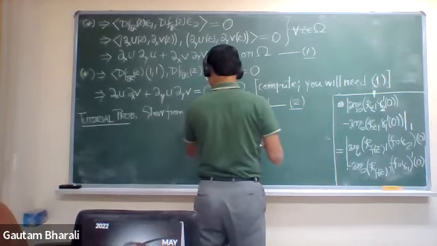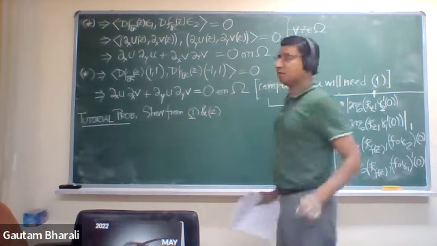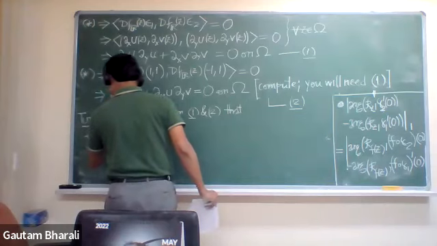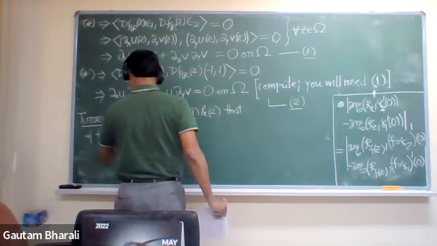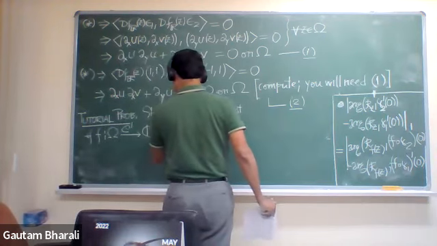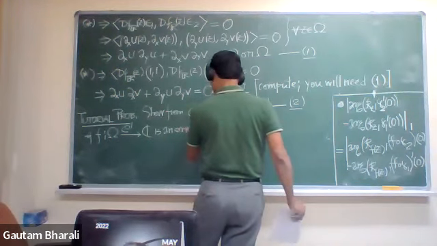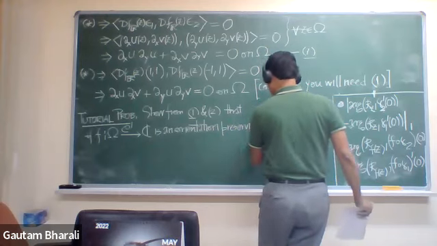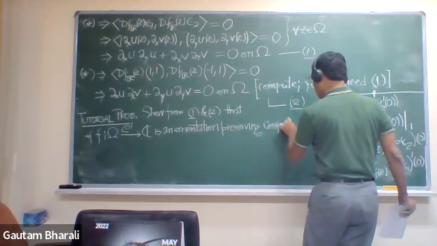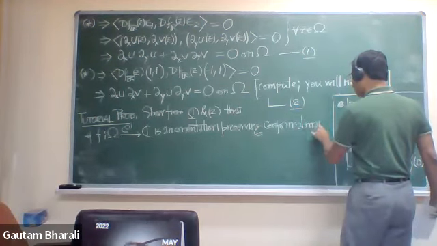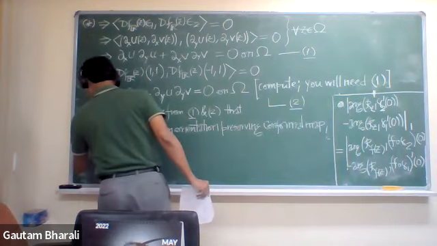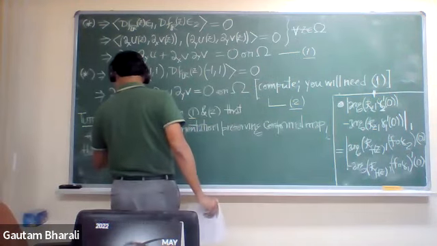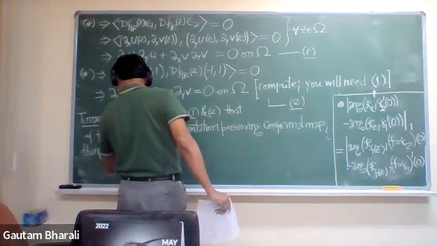So the tutorial problem is: show from 1 and 2 that if f from omega into C, this is a C1 map, is an orientation preserving conformal map, then in fact f is holomorphic.